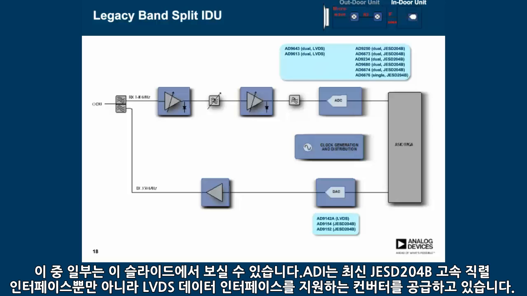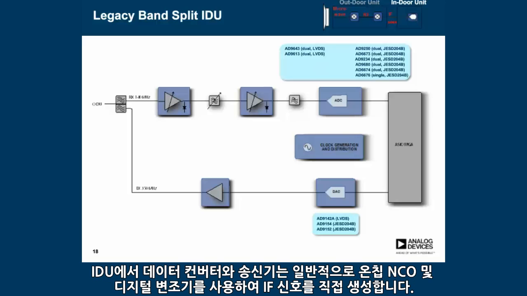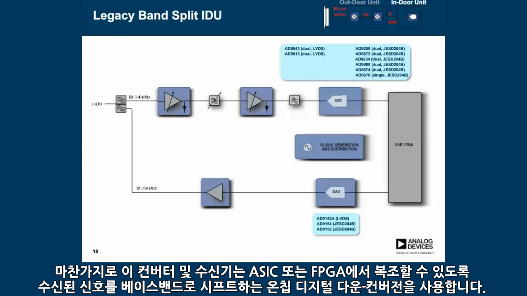You can see that ADI has converters that support the LVDS data interface, as well as the newer JESD204B high-speed serial interface. In this IDU, the data converters in the transmitter generally directly generate an IF signal using the on-chip NCO and digital modulator. Similarly, the converter in the receiver uses on-chip digital down-conversion to shift the received signal to baseband for demodulation in the ASIC or FPGA.